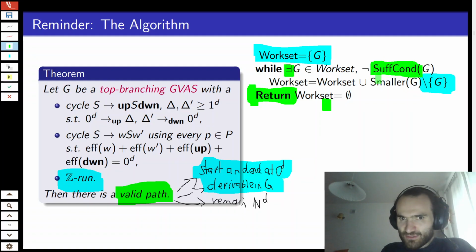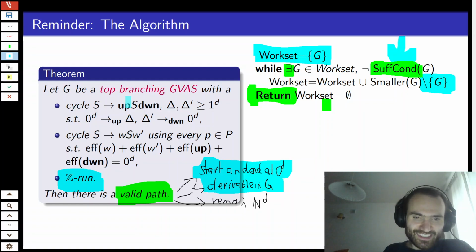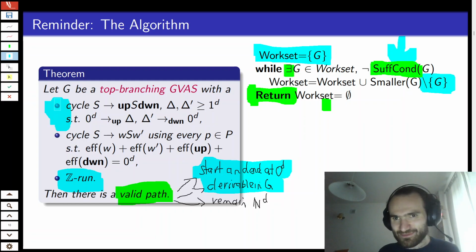So the only thing we need to be able to do is we need to be able to take something from the workset, decide the sufficient condition. For this here, this is not remotely easy like for this condition, but for almost linear grammars, this will not be as much of a problem. And then, assuming that the sufficient condition does not hold, we want to create smaller grammars. And then we update the workset by removing the current grammar and inputting the smaller grammars.